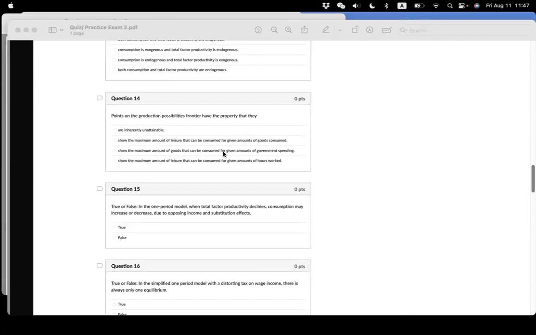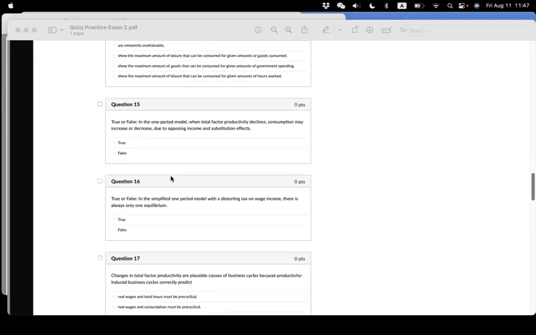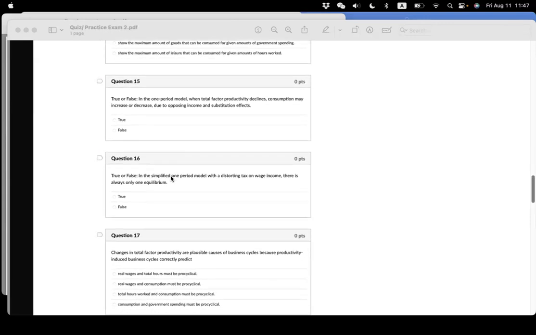Points on the production possibility frontier have the property that, the answer is C, show the maximum amount of leisure that can be consumed for a given amount of goods consumed. So what is PPF? It essentially shows, given the resources we have, what combinations we can produce, right? So we are going to produce consumption and leisure, right? So the answer is B. Now, question 15, true or false?